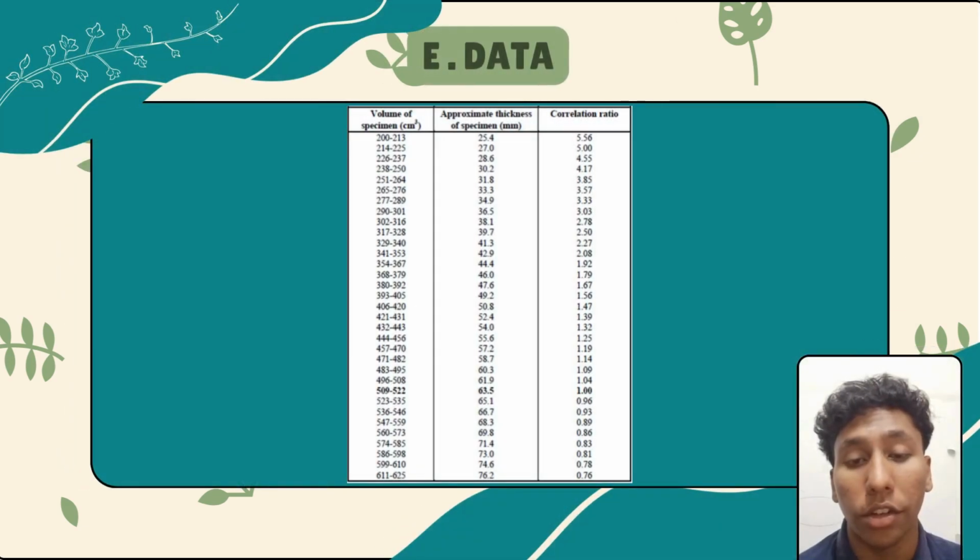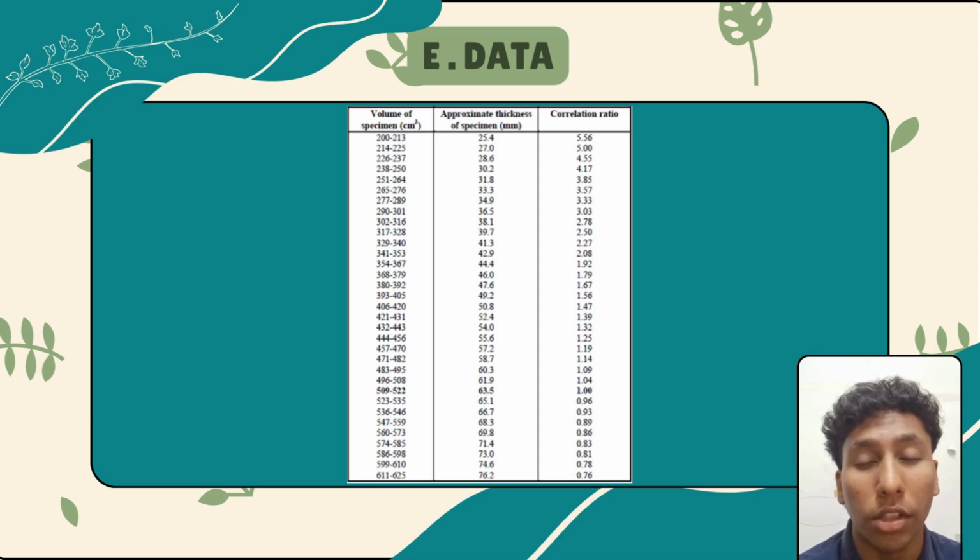Now this slide contains the data we have gotten from our test. The table contains the volume of specimen, which is in cm cubed. Then we have the approximate thickness of specimen, which is in millimeters. Then lastly we have the correlation ratio.